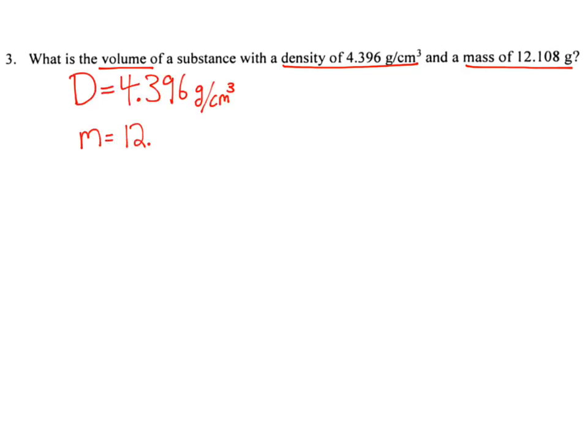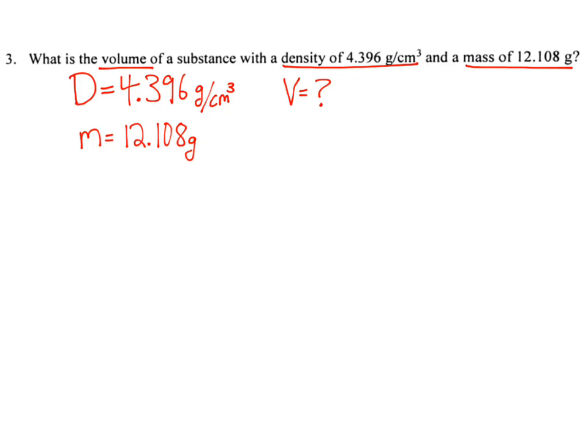So I'm going to write density is 4.396 grams per cubic centimeter, and our mass is 12.108 grams. And that's the information that is given to us up in the problem. So now I find it helpful to write the quantity that we are seeking with a question mark. So we are looking for volume, so volume is equal to what? This, I think, is a good way to start because it clues you into what your equation will need to look like to solve the problem. You need an equation that starts with V. Volume is equal to what?